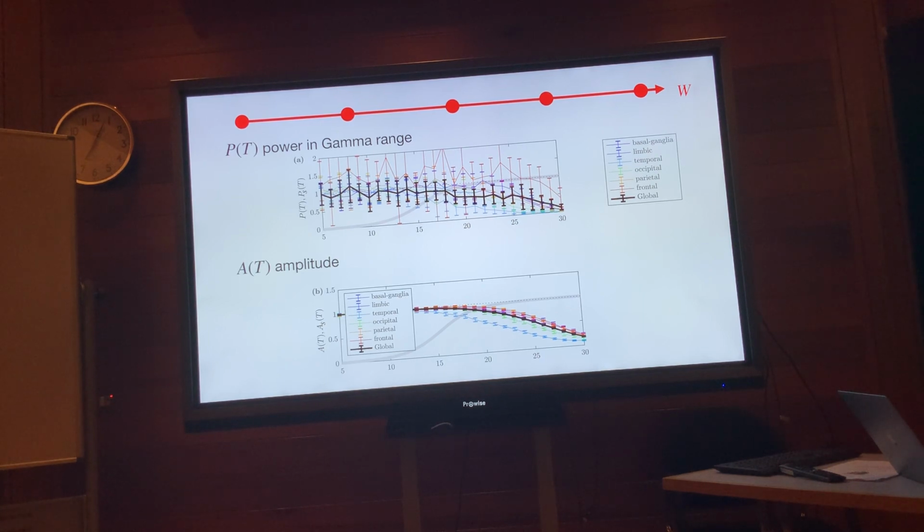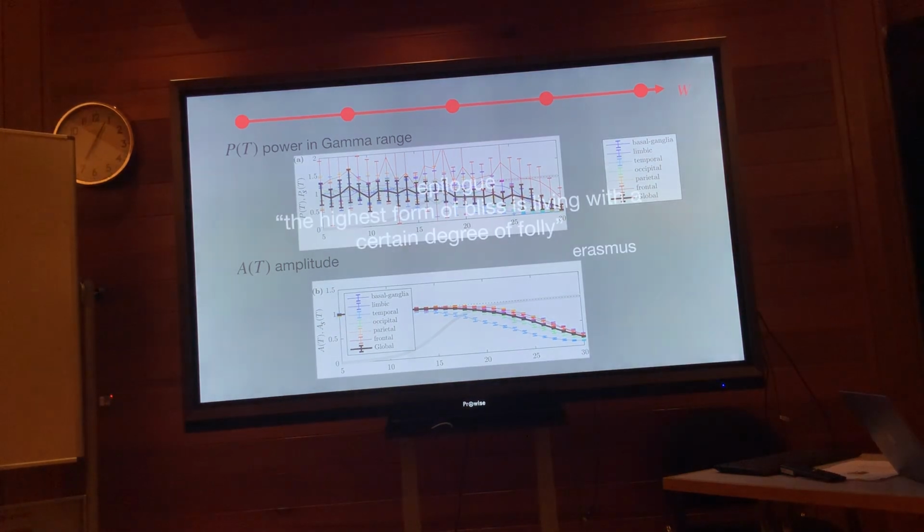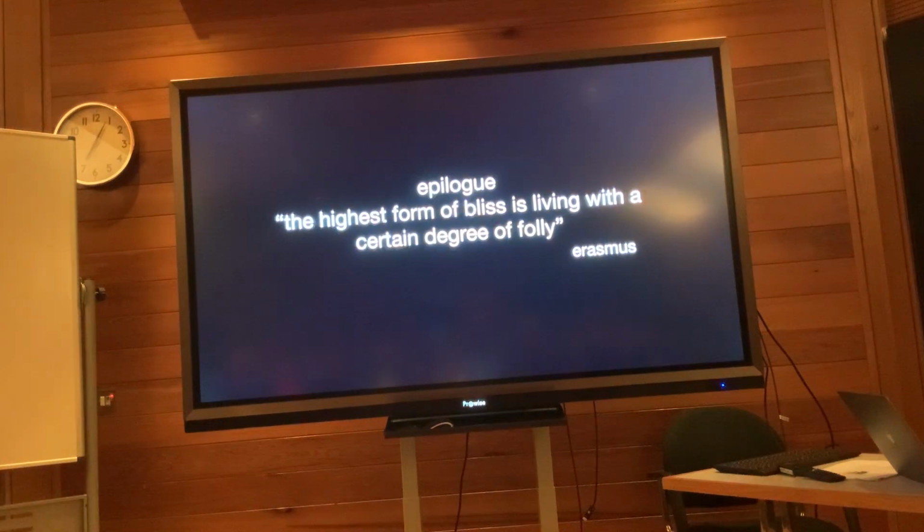Okay. This is an area where we are really excited because we're starting to understand what's happening to these patients in the process of this disease. So let me conclude.